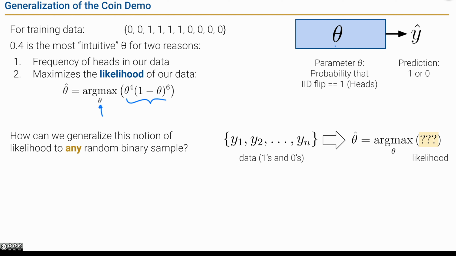So how can we generalize this notion of likelihood to any random binary sample? Think of your data as just being ones and zeros. And if you're thinking, oh, this looks kind of like the data we've been working with in our logistic regression model, that's not an accident. Your Y, your outputs here, are just ones and zeros. And I would like to find the theta that maximizes the likelihood.